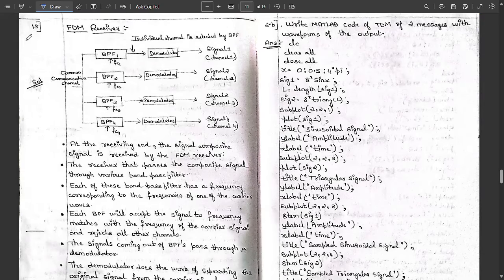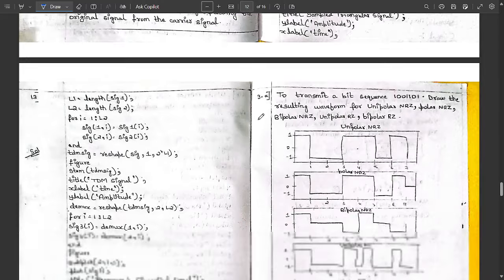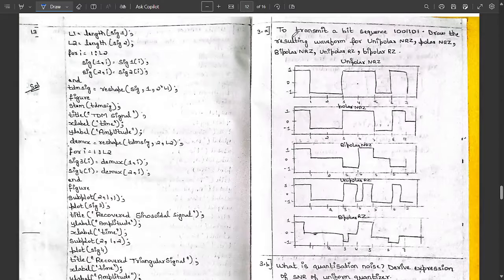One more question is related to the FDM receiver or FDM transmitter. This code is also very important. This question is very important. You can note it down. And one more question is related to this type of question.